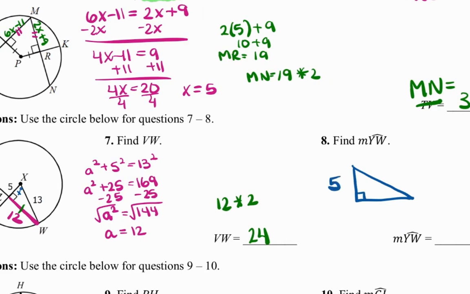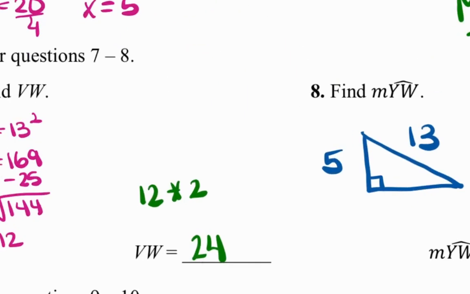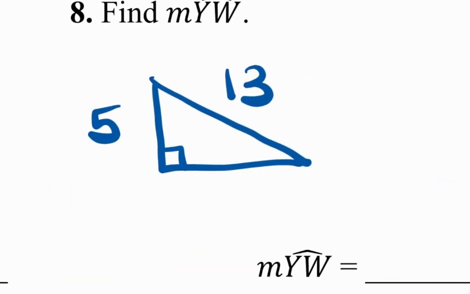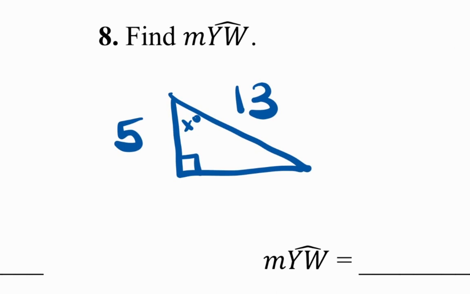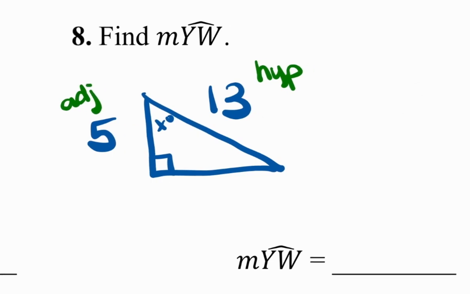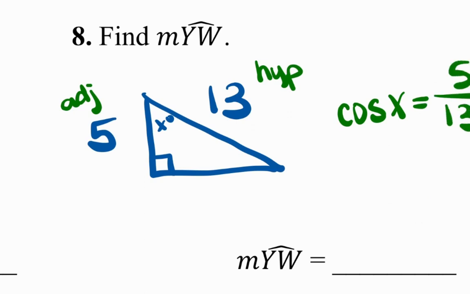So we have our 5, we have our 13, and in here is our x. Using trig, we know that 13 is our hypotenuse, 5 is our adjacent, so we can use cosine. So the cosine of x is 5/13. Now to get an angle measure, you have to use inverse cosine. So x is equal to the inverse cosine of 5/13.